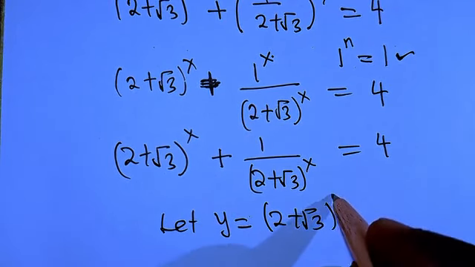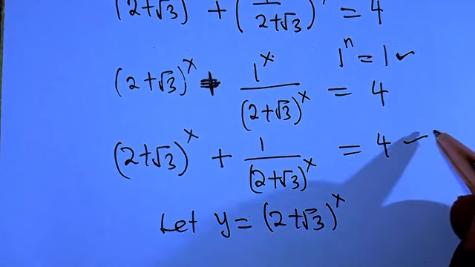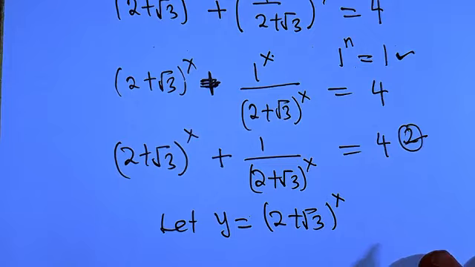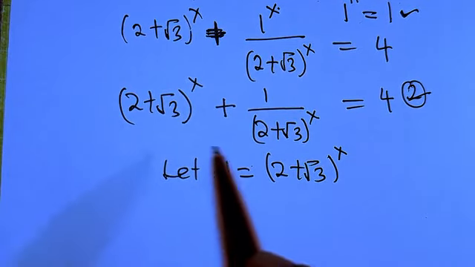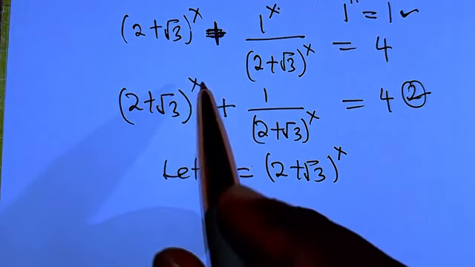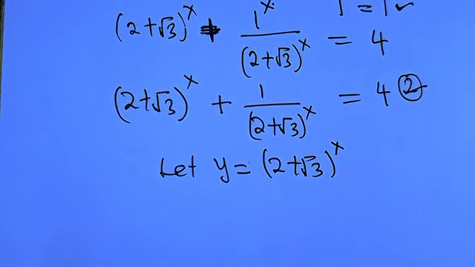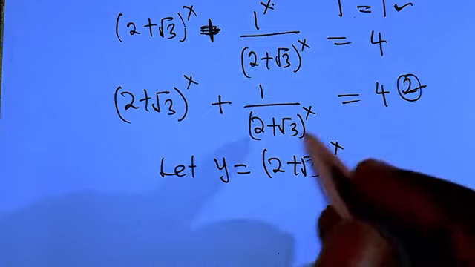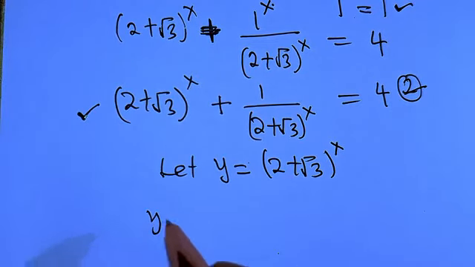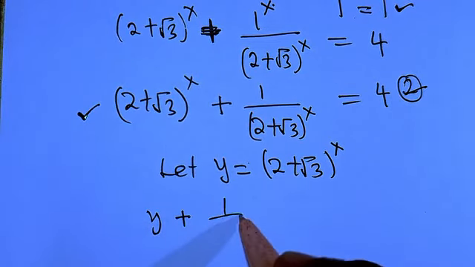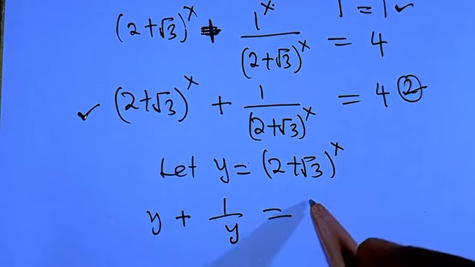The next thing we are going to do is let y equal 2 plus root 3 to the power of x. So anywhere we see 2 plus root 3 all to the power of x, we're going to replace it by y. So from here, y plus 1 over y equals 4.